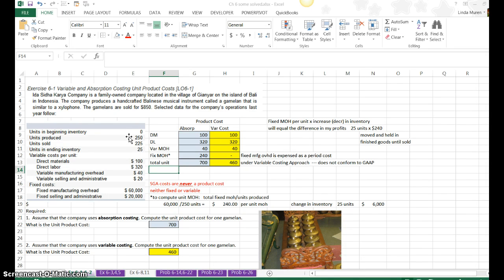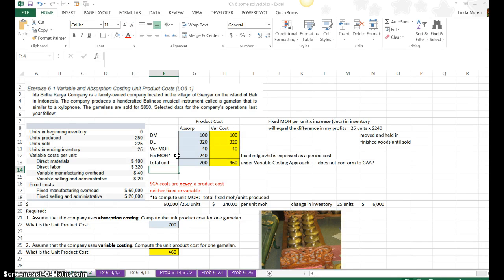So we started with 0, produced 250, and sold 225, so you can see that inventory increased from 0 to 25 units. Under variable costing, you have materials, labor, and variable overhead. We do have variable selling and admin, and here I'm going to caution you that selling and admin is never a product cost. It will never travel through the inventory account and stay on the balance sheet until we sell it. Selling and admin, whether variable or fixed, is always a period cost, so you always expense it in the period incurred.